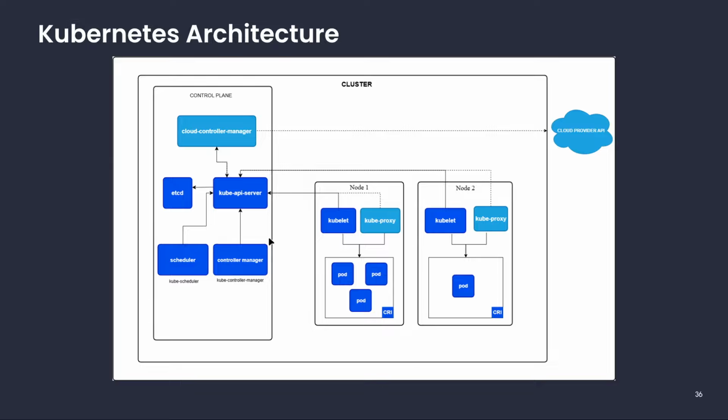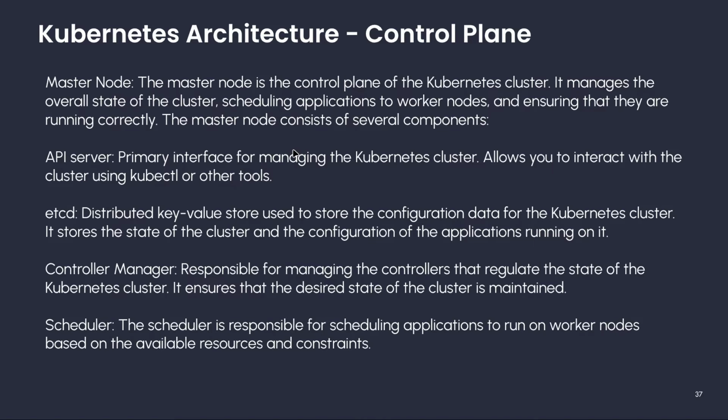So this is the architecture. We have a control plane inside a cluster. We have nodes, and inside nodes we have pods. So let's understand this one by one. Master node, so basically the one who is handling everything. So it is the control plane of the Kubernetes cluster. It manages the overall state of the cluster, and it consists of several components.